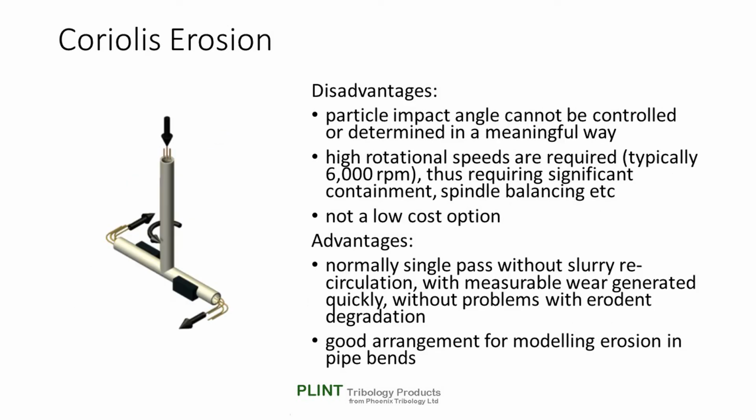The Coriolis erosion tester comprises a rotating arm with a central slurry feed and radial tubes or channels, with specimens mounted in the walls of the tubes or channels facing in the direction of rotation. Coriolis acceleration brings the particles into contact with the specimen surface, generating a wear groove. The disadvantages of this type of rig are that the particle impact angle cannot be controlled or determined in a meaningful way. High rotational speeds are required, typically about 6,000 RPM, thus requiring significant containment, spindle balancing, etc. And this is not really a low-cost option.